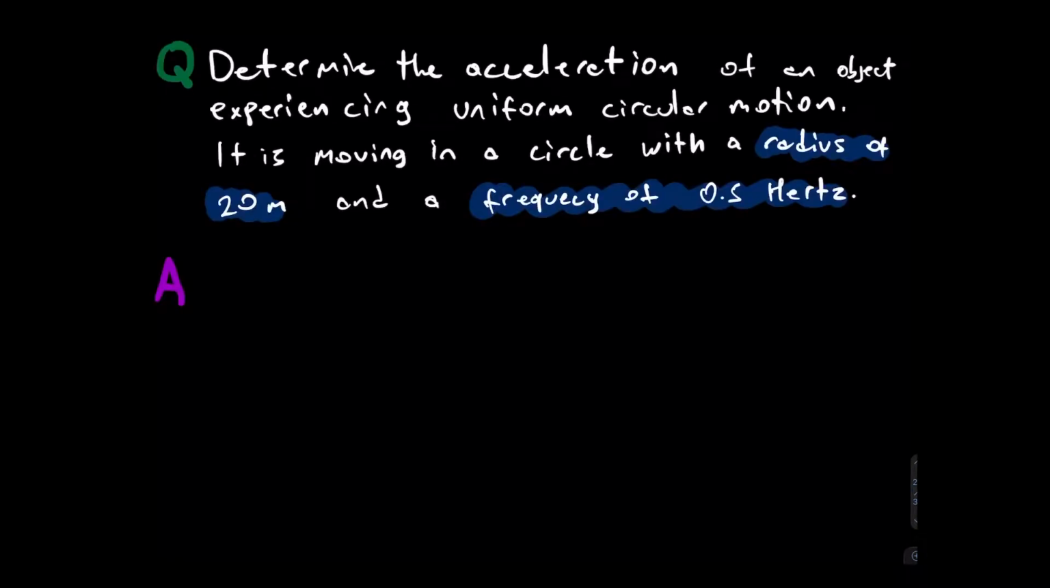Now let's answer this question. Determine the acceleration of an object experiencing uniform circular motion. It is moving in a circle with a radius of 20 meters and a frequency of 0.5 hertz. So let's see what's going on here.